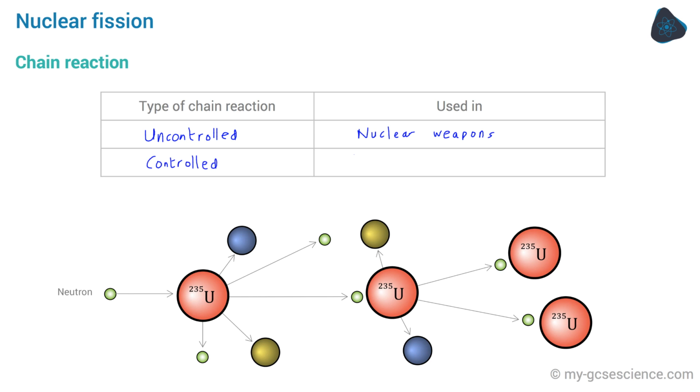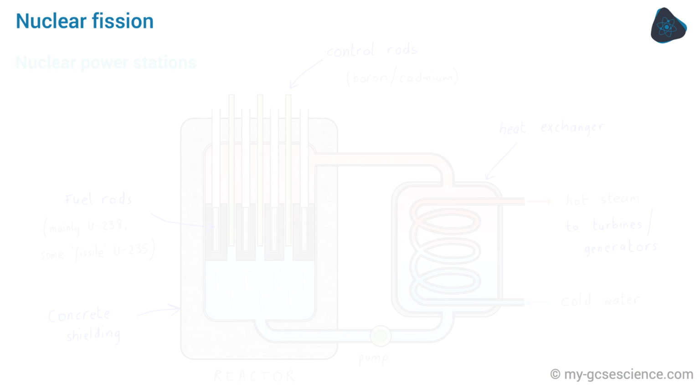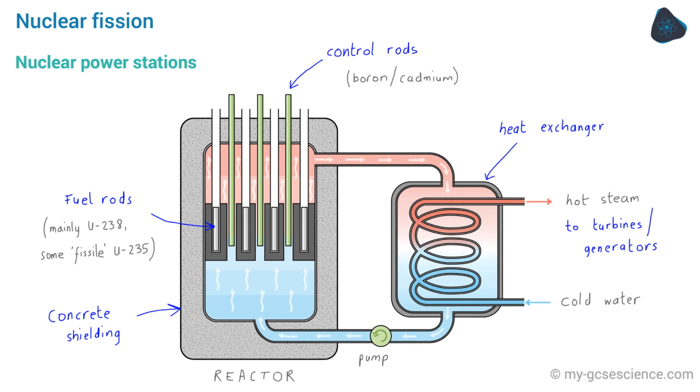In a controlled chain reaction, just one of the neutrons from each fission goes on to cause a further fission reaction on average. This means that the power output of this process is predictable, which is why controlled fission is used in nuclear power stations. This diagram shows how one type of nuclear power station works. The part that contains the radioactive material is called the reactor. Here, the reactor takes up the left half of the diagram.